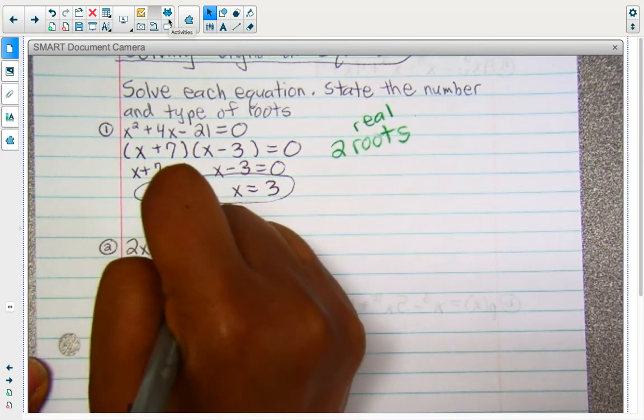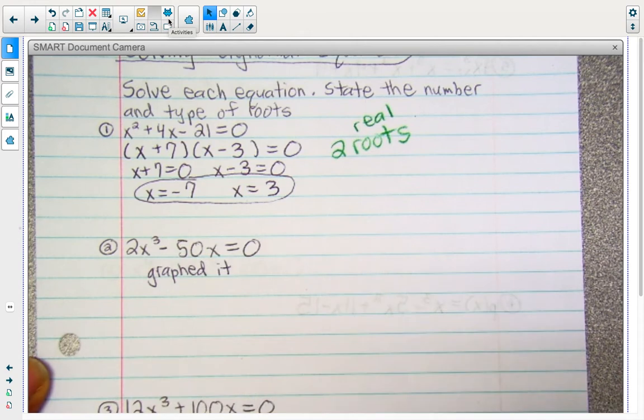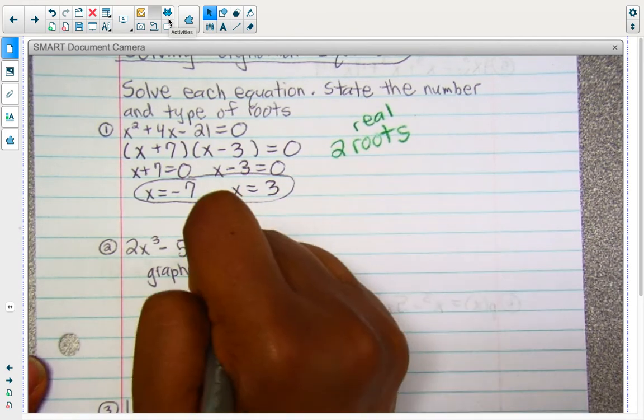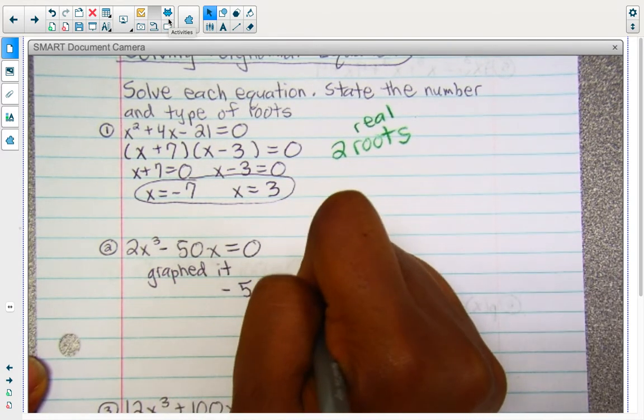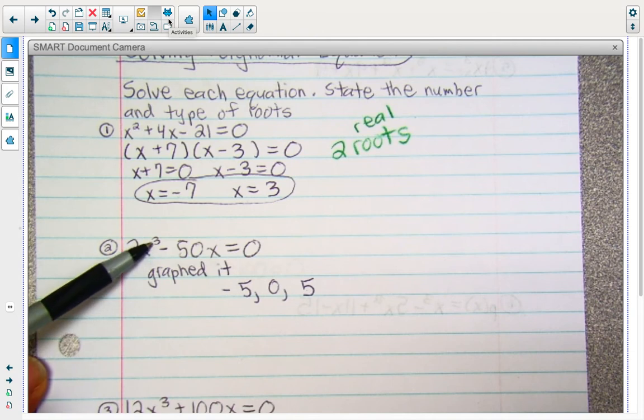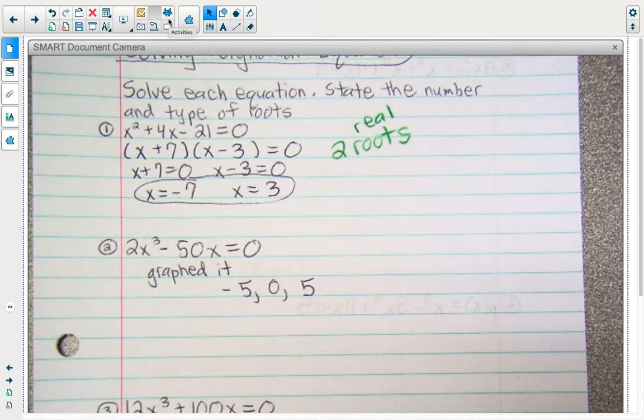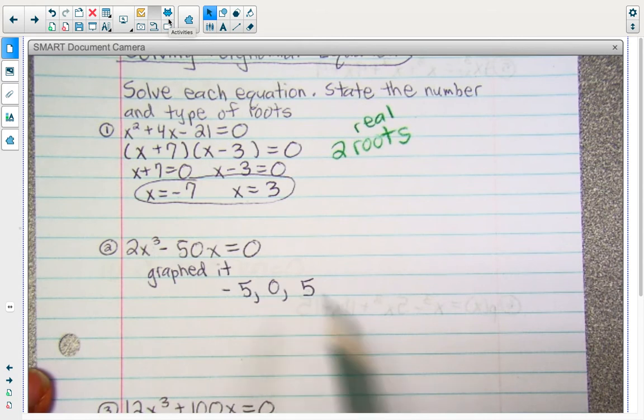So I graphed it, and we got all 3 solutions from the graph. My 3 solutions from the graph were negative 5, 0, and 5. I got 3 solutions here, 3 solutions here, so we're good to go. There's no other solutions that need to be found. So now I just need to label how many and the type of roots. I got 3 real roots.